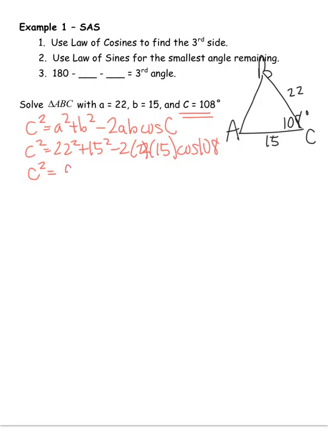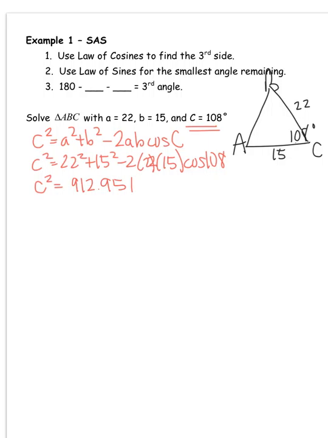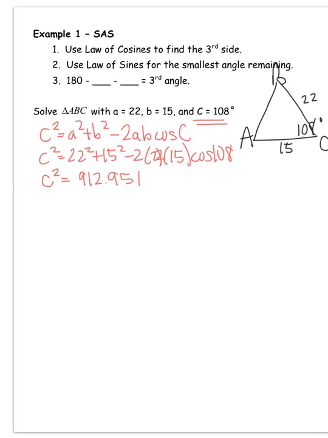And C squared is equal to 912.951. And I have to square root that. So this is a great time to use that second answer option again. I have to square root that 912, so I'm going to do second square root, second answer, and quickly find out that C is 30.215.